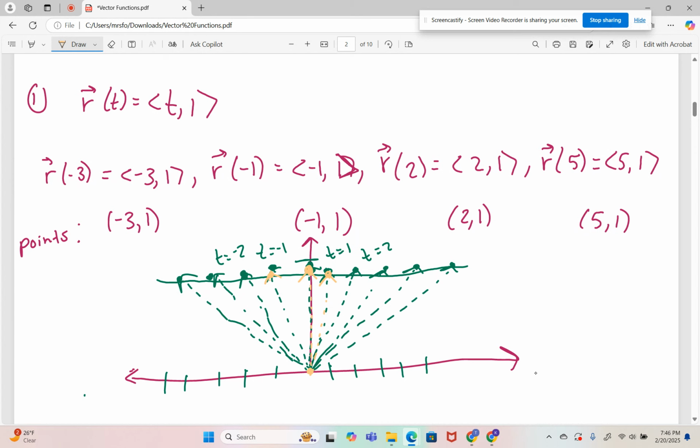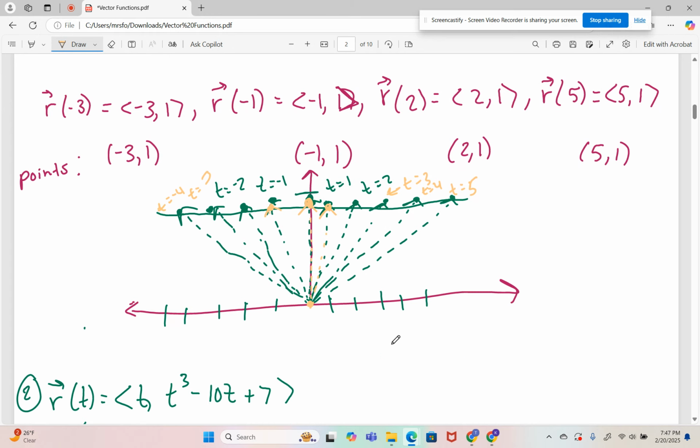I did it for 1, 2, 3, 4, and 5. To the left, I did negative 1, negative 2, negative 3, negative 4. This is positive 3. No, this was positive 3. So this was positive 4. This was positive 5. And so on. You could keep going, and all of them would go up 1 on the y.